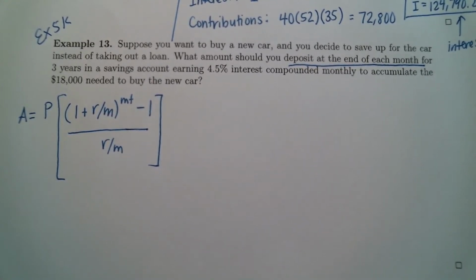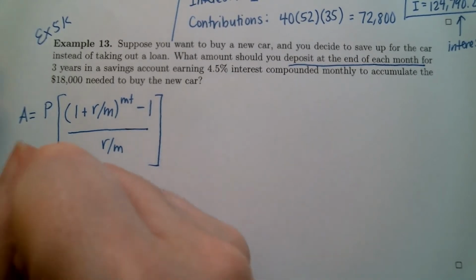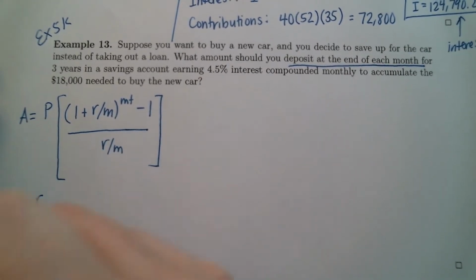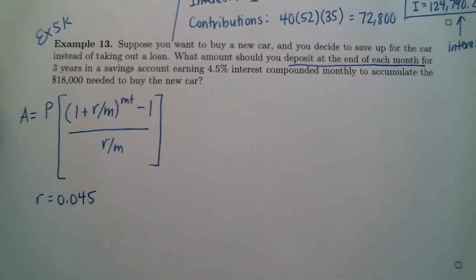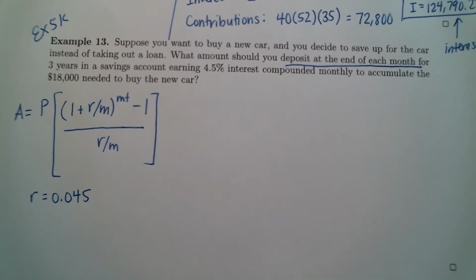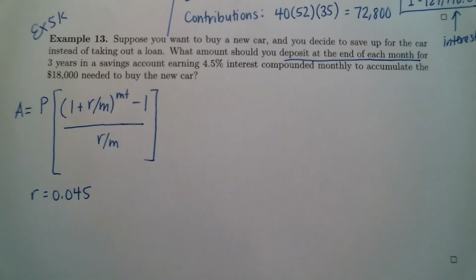All right, when I read through this, the interest rate is 4.5%, pretty typical for a car loan. Or sorry, not a car loan, what am I thinking? Pretty typical, not really for a savings account, it's actually typical for a car loan. Anyway, I digress. Back to the problem. So our R value is 0.045.